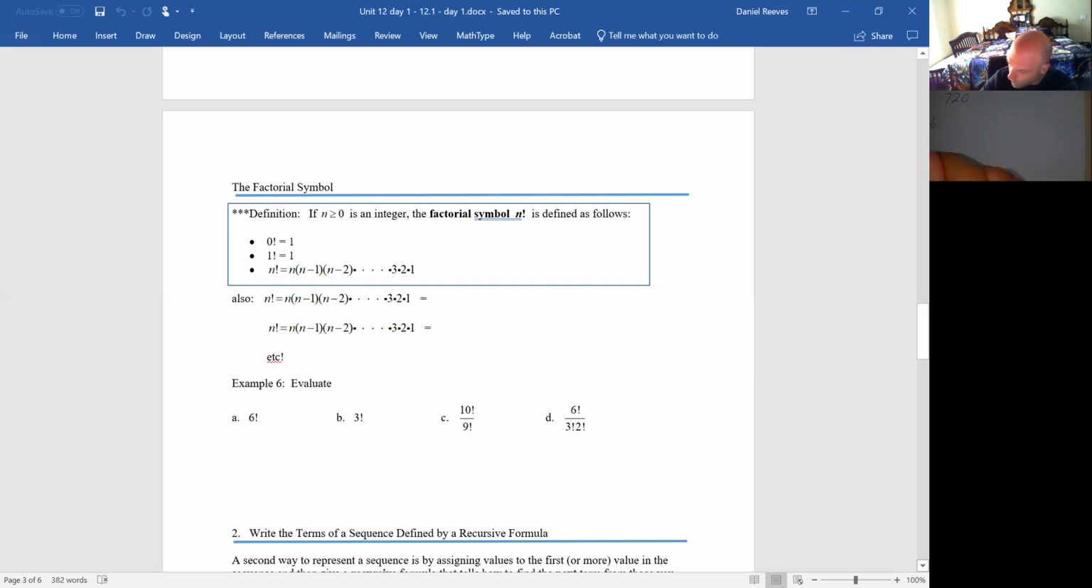C, 10 factorial over 9 factorial. Well, 10 factorial can recursively be written as 10 times 9 factorial. Over 9 factorial, those go away. I'm left with a 10.